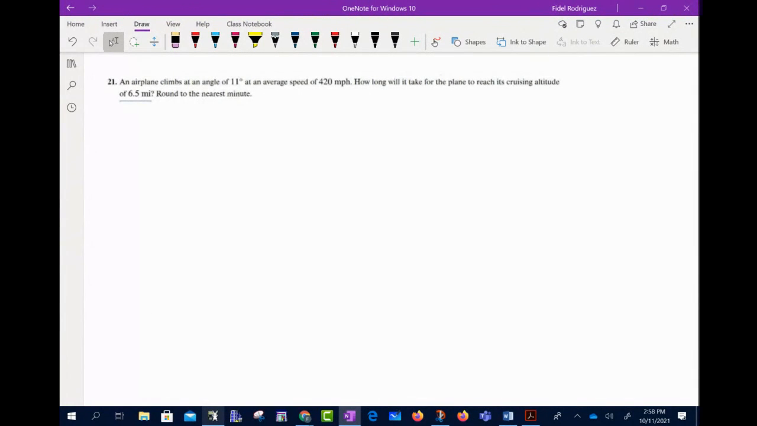And let's see if we can figure out this problem. So let's see. It says an airplane climbs at an angle of 11 degrees at an average of 420 miles an hour. Find how long it will take for the plane to reach its cruising altitude of 6.5 miles, round to the nearest minute.